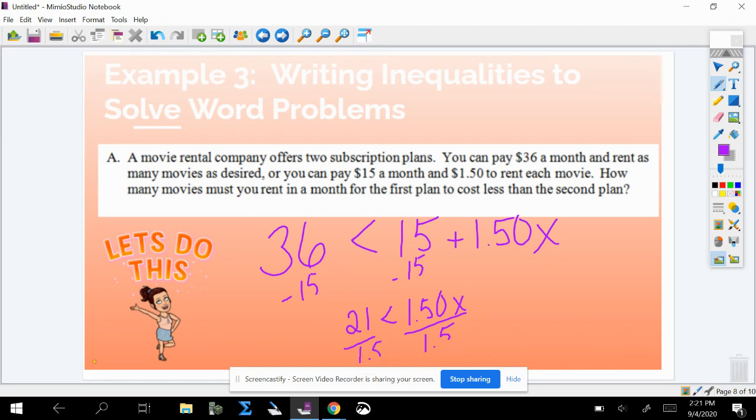Don't need any fancy calculator for this. Your phone will do, and anything that you want to use, your regular calculator. I end up getting 14 is less than x. What that means is if my number of movies is over 14, it makes more sense to go with the first plan. So I want to do over 14 movies, which means it needs to be 15 or more. 14 would be the total break even. Wouldn't matter which plan. But once I go to 15 movies, if I know I'm going to do 15 in a month, it actually makes more sense to pay the 36 up front.